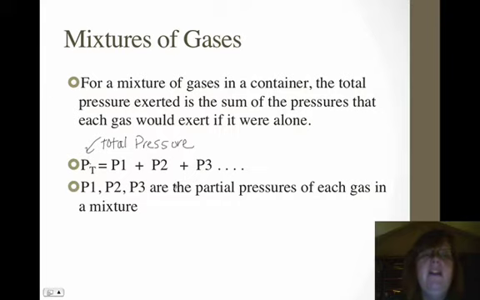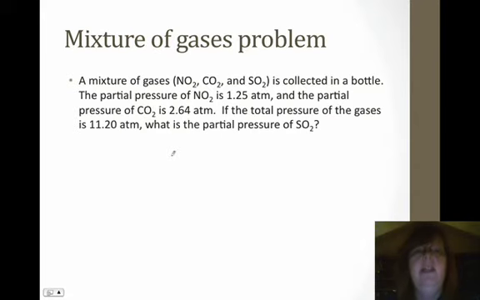We call these pressures of each individual gas the partial pressure because it's only part of the total. So don't let that word partial scare you. The one thing you just need to make sure of is that all of these pressures are in the same unit. All right, let's see what something like this looks like.